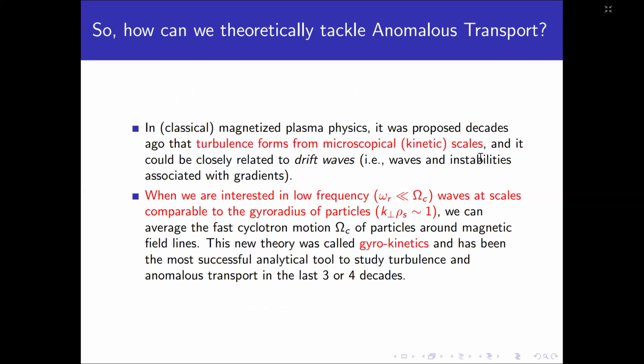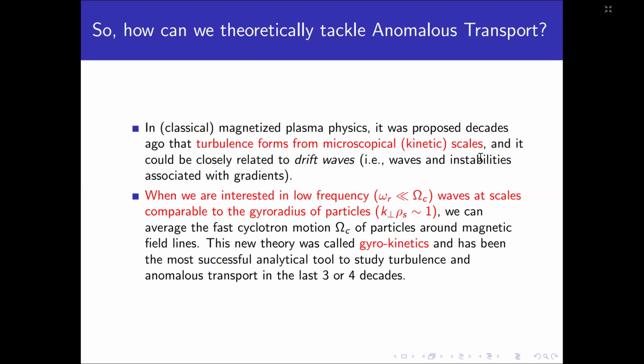Okay. So the question is how we can theoretically tackle anomalous transport. In classical magnetized plasma physics, it was proposed decades ago that turbulence forms from microscopical scales. This is very important because, as we will see in a minute, it is the basic foundation of what type of theoretical framework we are working with. Turbulence could be closely related to drift waves, a very specific type of waves and instabilities associated with gradients.